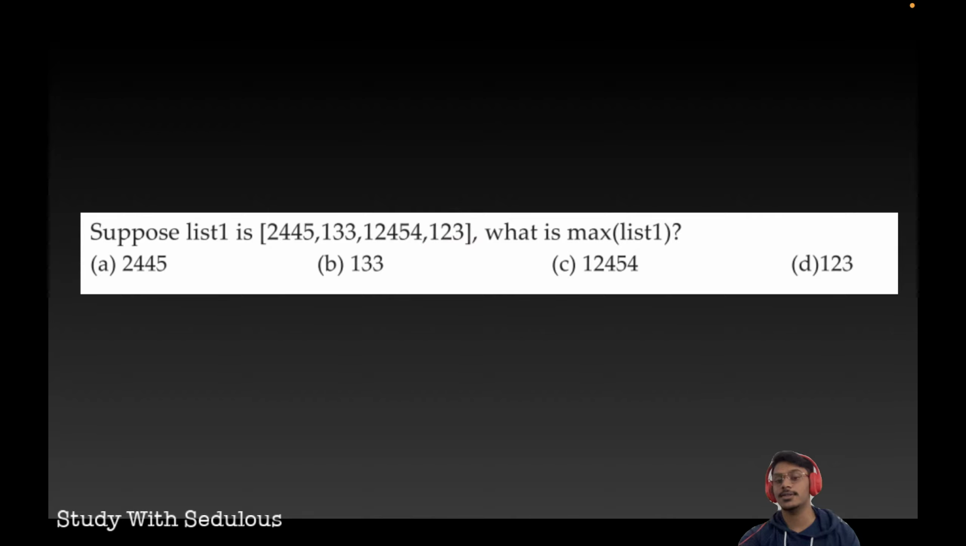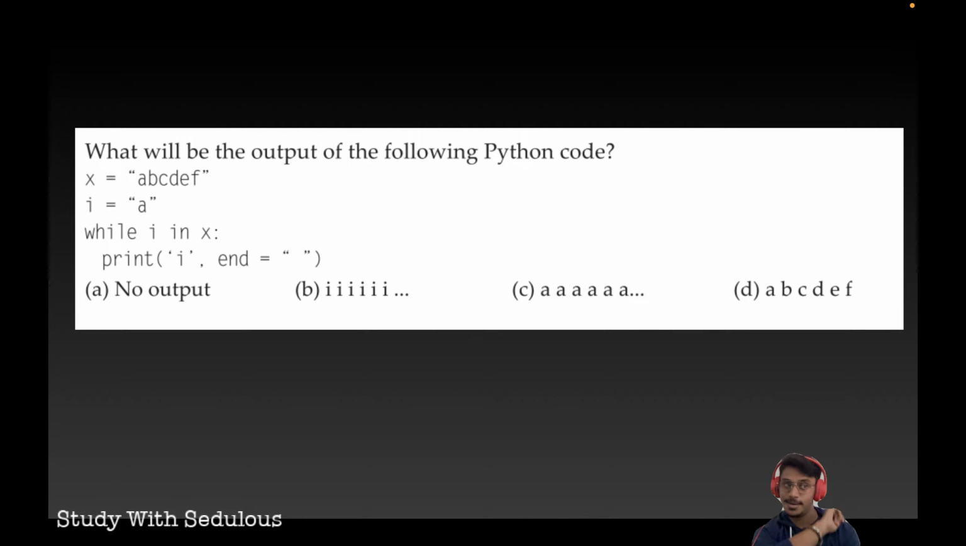What will be the output of the following Python code? X is A, B, C, D, E, F. I is A. While I in X, print I, end with a space. And that is a space, mind it, it's a space. So what would be the answer? Since A is a string and B, C, D, E, F is also a string, it will continue to iterate for as long as possible with I as printing. So it will just continue printing I infinitely.